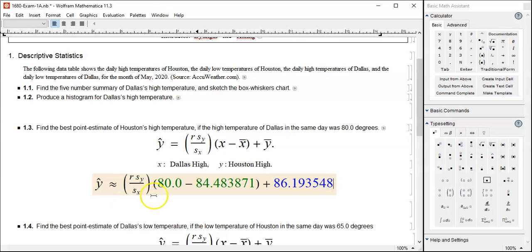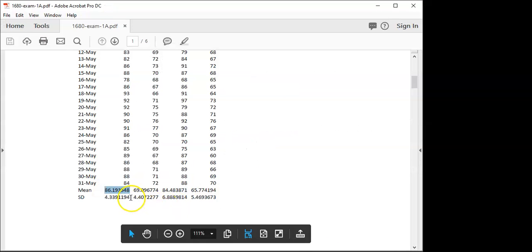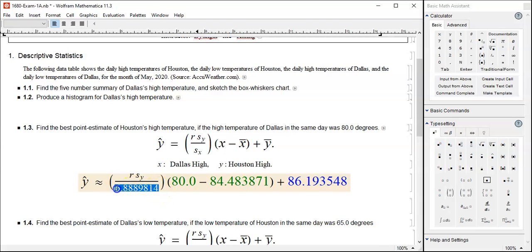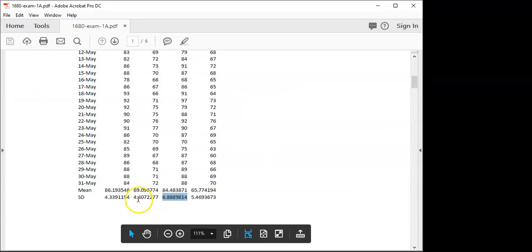Okay. Now we want standard deviation Sx and Sy. Sx. Is it Dallas High or Houston High? X is Dallas, so we want to go to Dallas. So let's go to the data set, standard deviation for Dallas. So that. And then this is for Houston. Standard deviation for Houston High. So there you go.